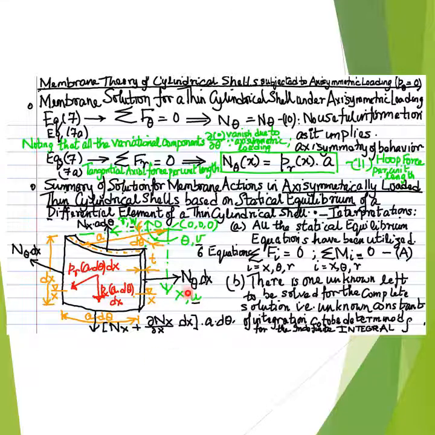As one can note from the figure, all the variational terms with respect to the tangential or circumferential coordinate theta are absent or have vanished, since the variational terms with respect to the tangential or circumferential coordinate theta by their very nature violate axisymmetry.